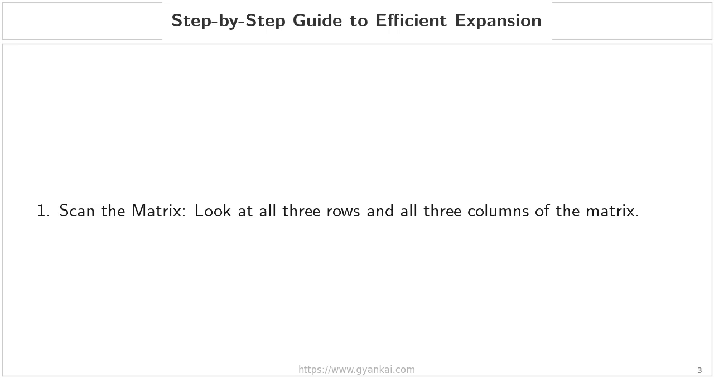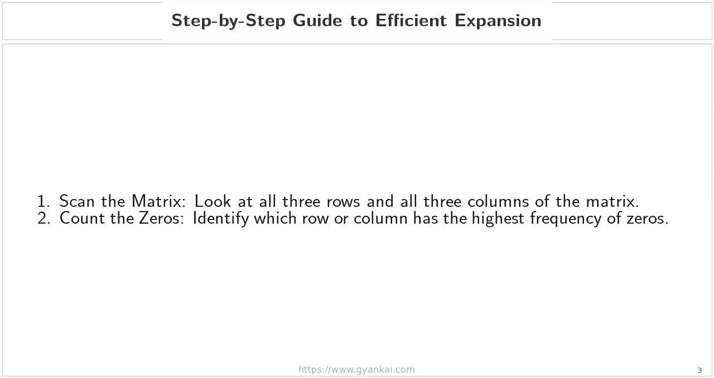Step-by-step guide to efficient expansion. First, step 1, scan the matrix. Before you pick up your pen to calculate anything, I want you to take a moment to simply look at the entire matrix. Don't just jump into the first row. Instead, look across all 3 rows and all 3 columns. Step 2, count the zeros. This is where you apply the strategy we just discussed. Your goal is to identify which specific row or column has the highest frequency of zeros. This is your target area for expansion.